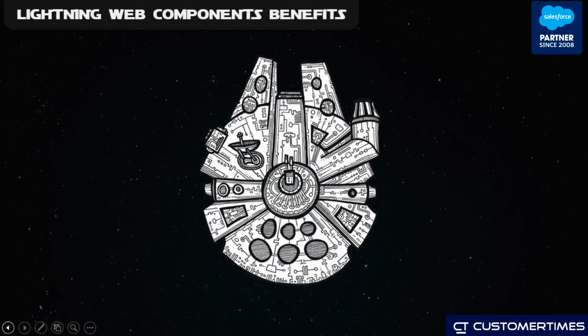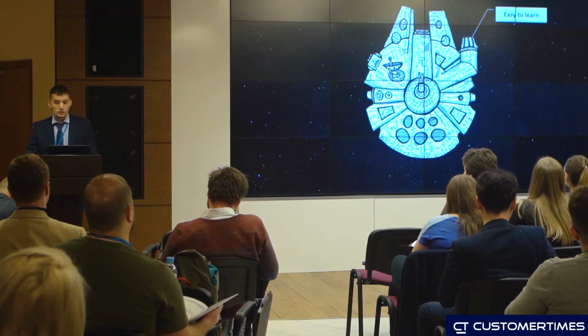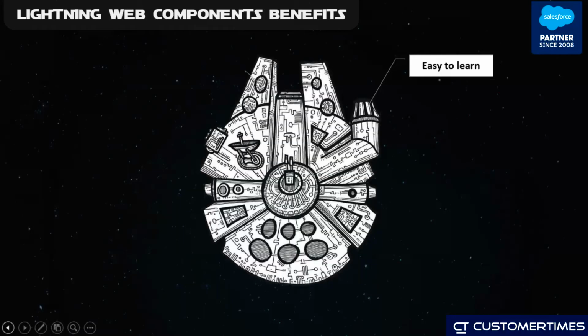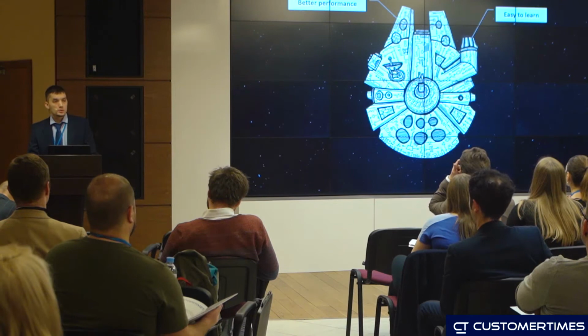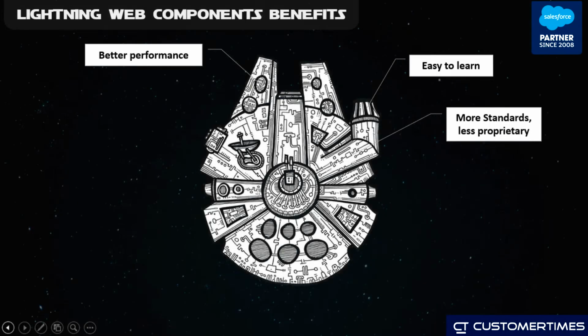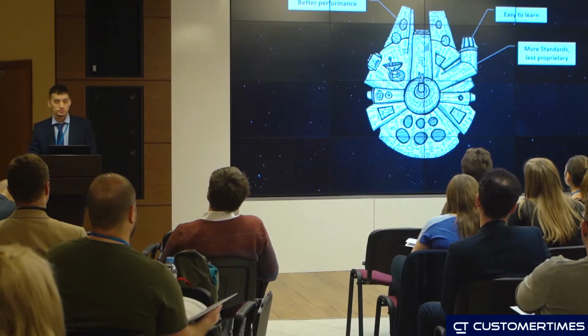Lightning Web Components benefits over Aura components. They're easy to learn. Lightning Web Components basically take form through native web standards in the browser. We only need standard JavaScript to develop. Better performance. Without an abstraction layer like Aura or any other framework, Lightning Web Components render faster. More standards, less proprietary. Using built-in browser features from Web Component standards results in less customization. Aura, in contrast, is proprietary.